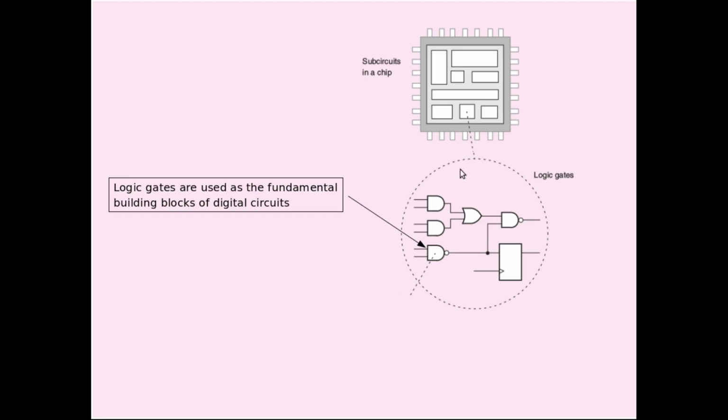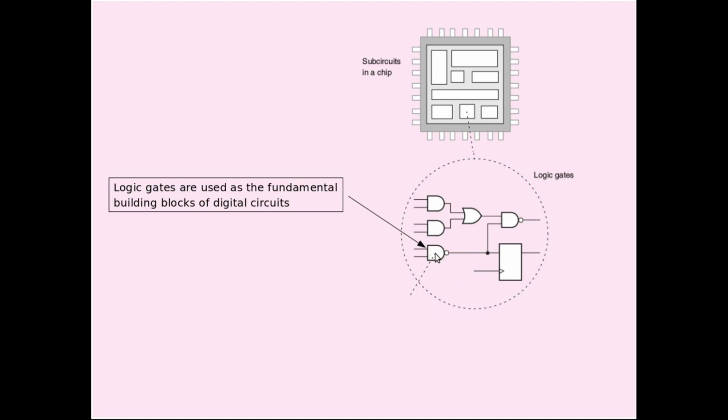Now if we look further inside these subcircuits, they are nothing but logic circuits built using logic gates. Here we see a logic circuit comprising two AND gates, one OR gate, two NAND gates, and a flip-flop. The logic gates are used as the fundamental building blocks of digital circuits. So this is how a subcircuit may look.